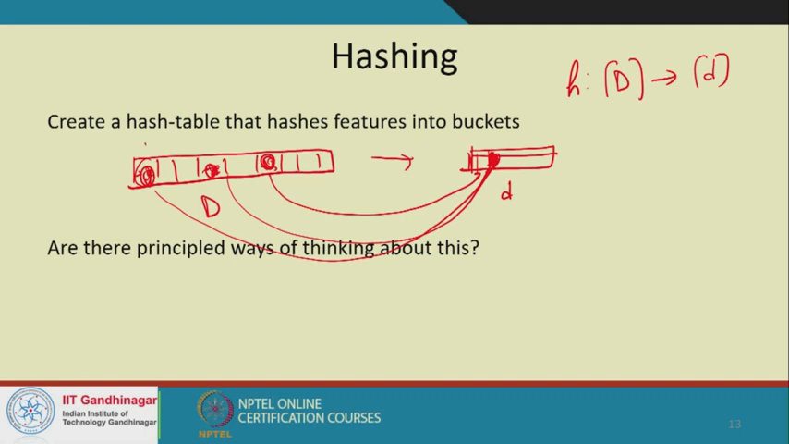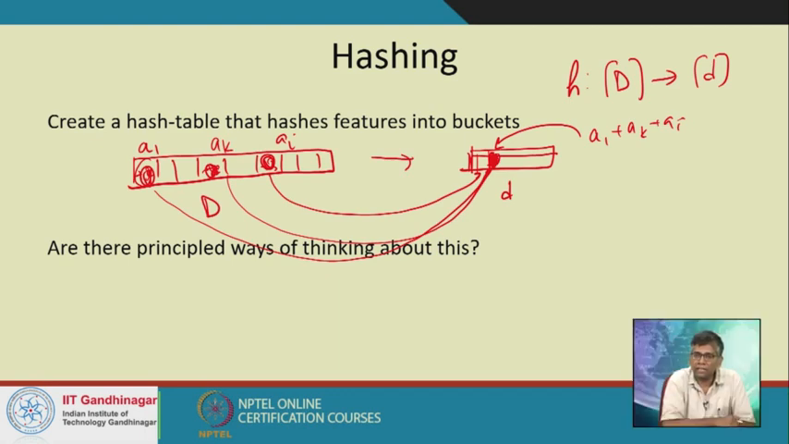here will be, let me call this a1, let me call this ak, and let me call this ai. So the value out here is a1 plus ak plus ai, right? That's the value that you put in here. This could be one way of doing it. The question is, is there a better principled way of thinking about this?